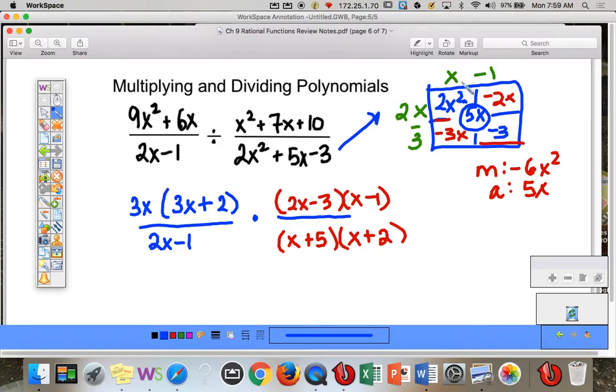Oh, I must have done one of these. Let's see. 2x. That's right. 3x. Oh, I must have factored this one wrong, right? Because we have what multiplies to negative 6x adds to a 5x. Okay, so this is where I made my mistake. So let's redo this.